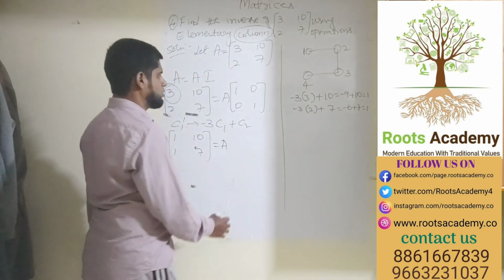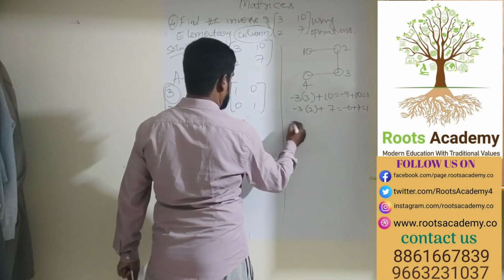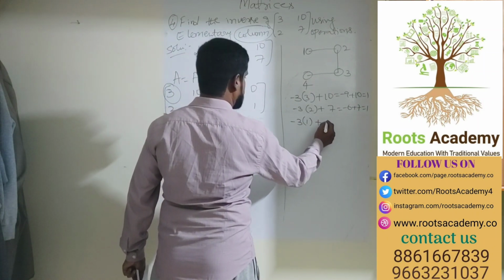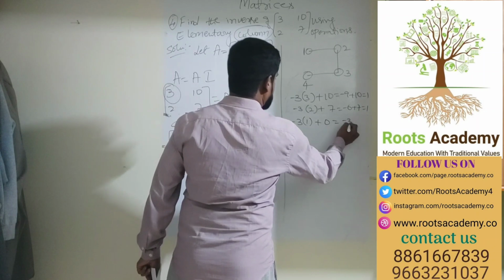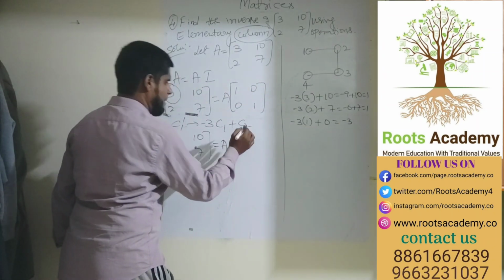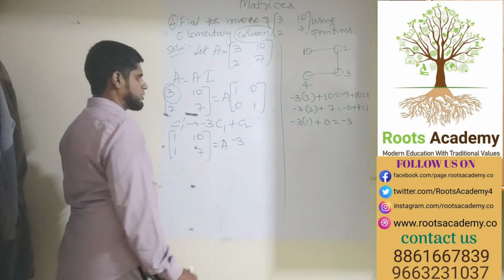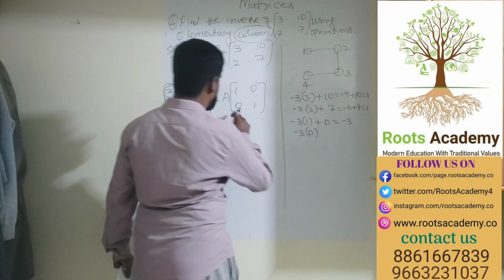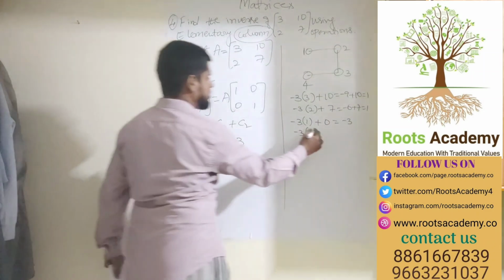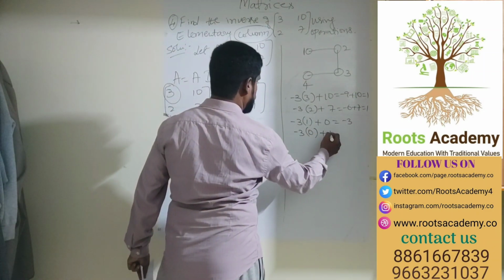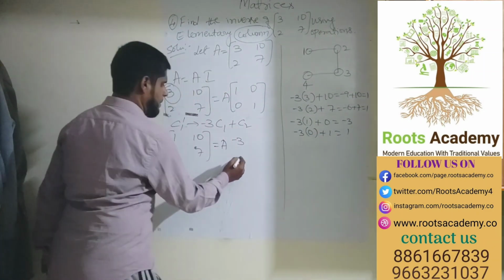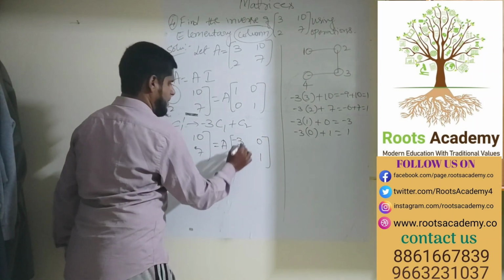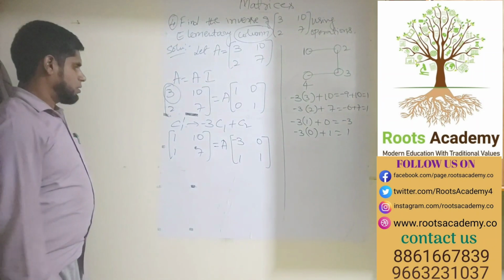And next is here minus 3. First column is 1 plus C2 is 0. So it's minus 3. Next is minus 3. C1 is 0. First column plus C2 is 1. So it is 1. This is 0 and 1. Okay. This is the first step.